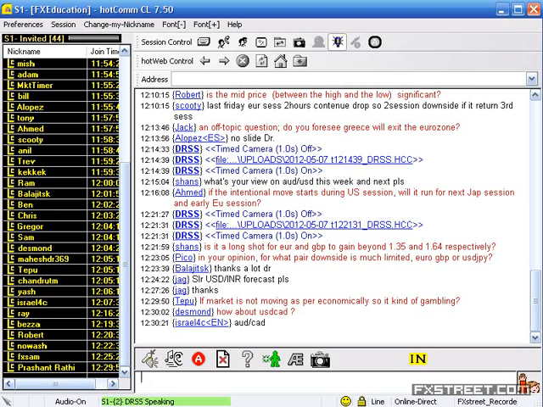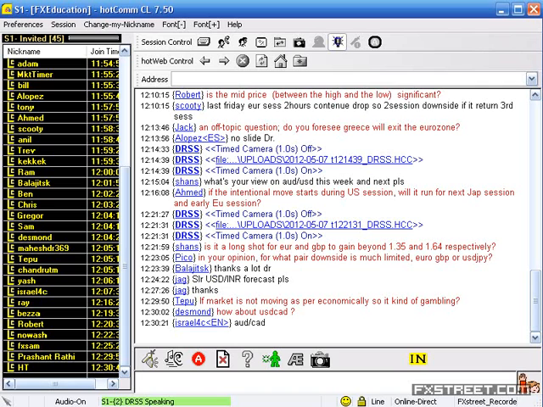Then Shan asks: is it a long shot for Euro and GBP to gain beyond 1.35 and 1.64 respectively? No, it is not a very long time frame expectation, and very soon we should be able to see such quick aggressive upward moves in Euro and GBP. And then we might be surprised.